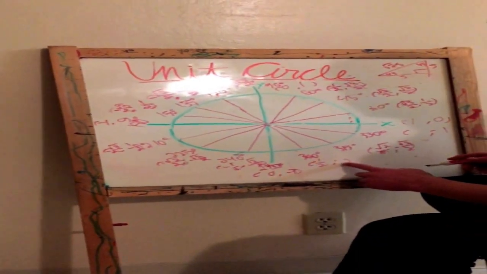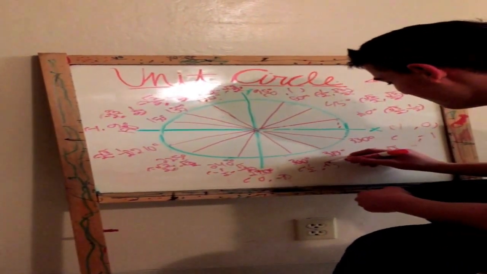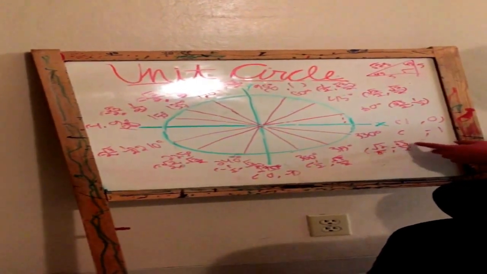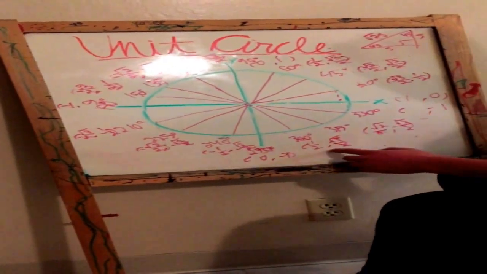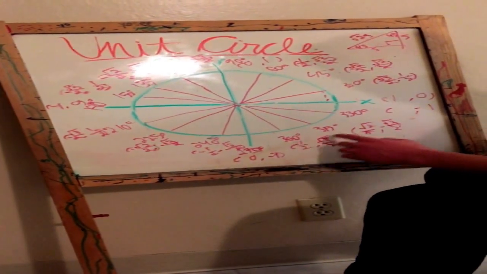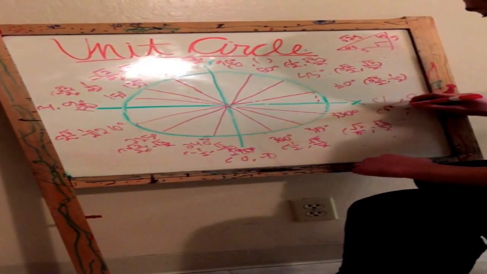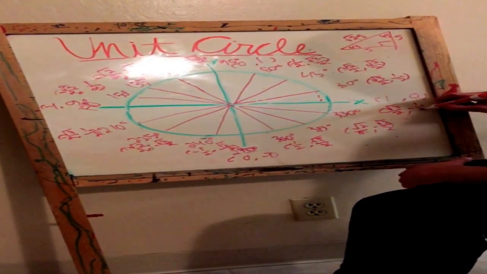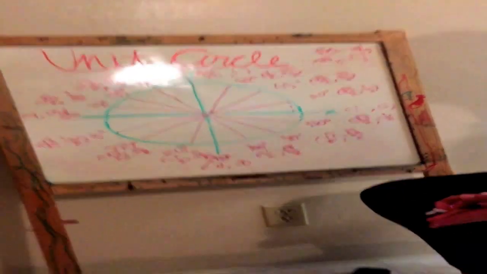And what would we have here? Root 3 over 2. Then root 2 over 2, comma, minus root 2 over 2. And then here, using the 3, 2, 1 trick, it would be 1/2, root 3 over 2, and then the negative would be 1/2. So that is the unit circle.